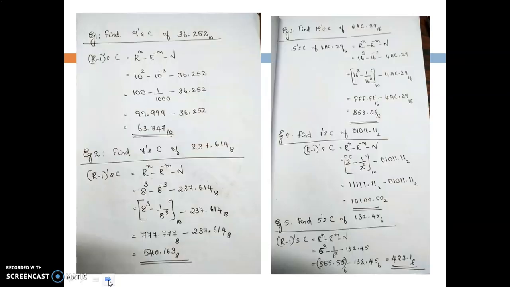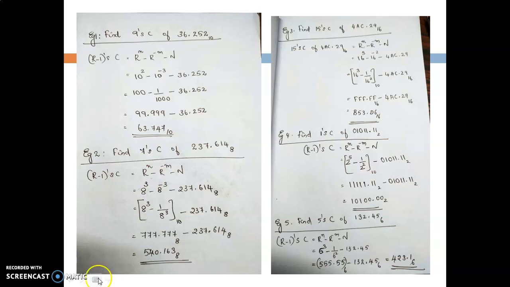First example is how you will find out the 9's complement of 36.252 of base 10. Let me tell you what the purpose of this complement method was. In binary, we have seen that there is no minus symbol used for representing signed numbers, negative numbers. Instead of representing minus, you represent that number in either one's complement or two's complement format. Similarly, in the decimal number system, instead of representing minus 36.252, we can represent that number without the minus sign by just mentioning the 9's complement or 10's complement of that particular number. That is the significance.